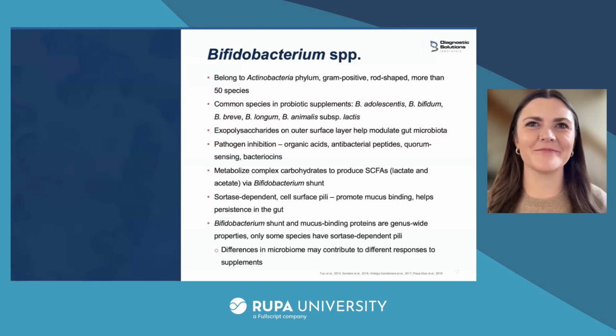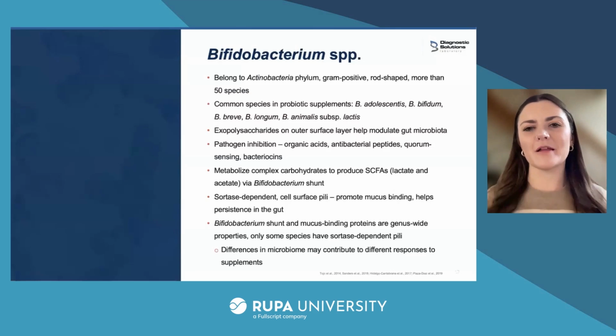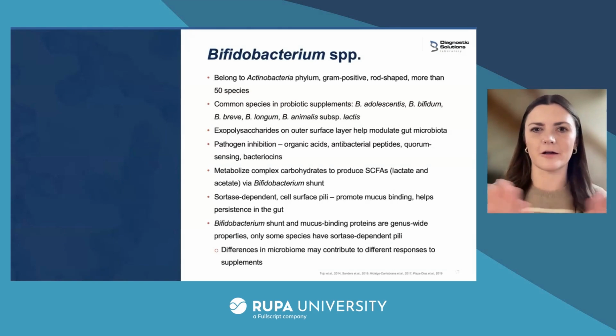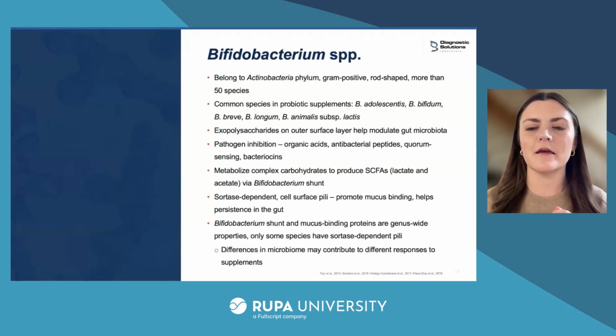So, bifidobacterium can produce exopolysaccharides on their outer surface layer. We mentioned before, those polysaccharides can provide a barrier, like a biofilm, to protect against acid, but they can also help to influence our commensal microbiota. So, in vitro studies have shown that Bacteroides fragilis and Faecalibacterium prausnitzii, for example, can modify metabolism when they encounter these exopolysaccharides.